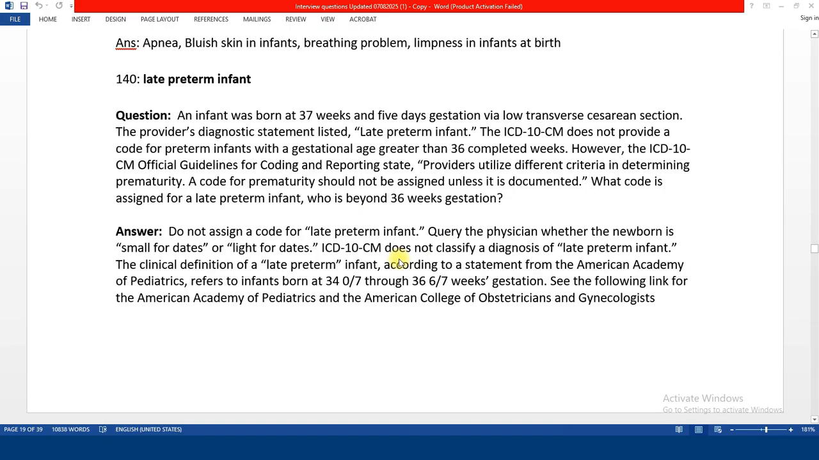Next, what is late preterm infant? Do not assign a code for late preterm infant. Query the physician whether the newborn is small for dates or large for dates, as ICD-10 does not have any code for late preterm infant.